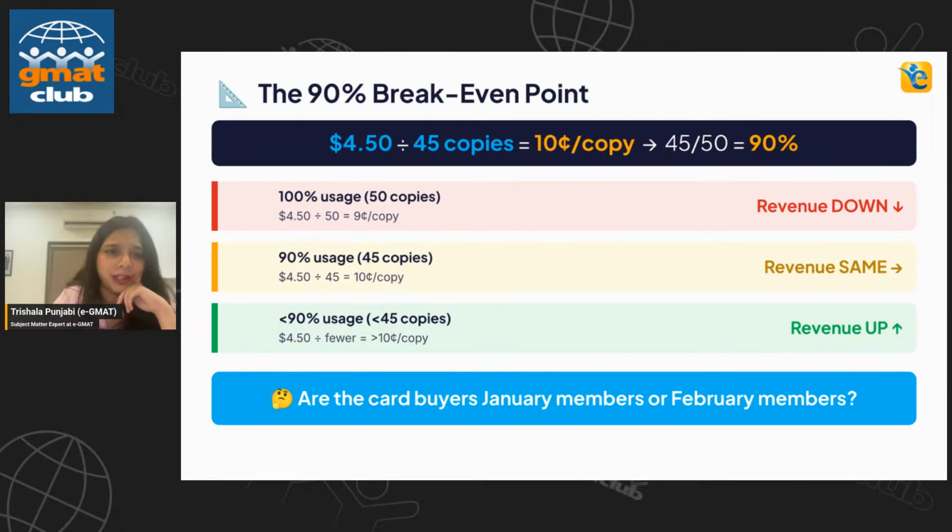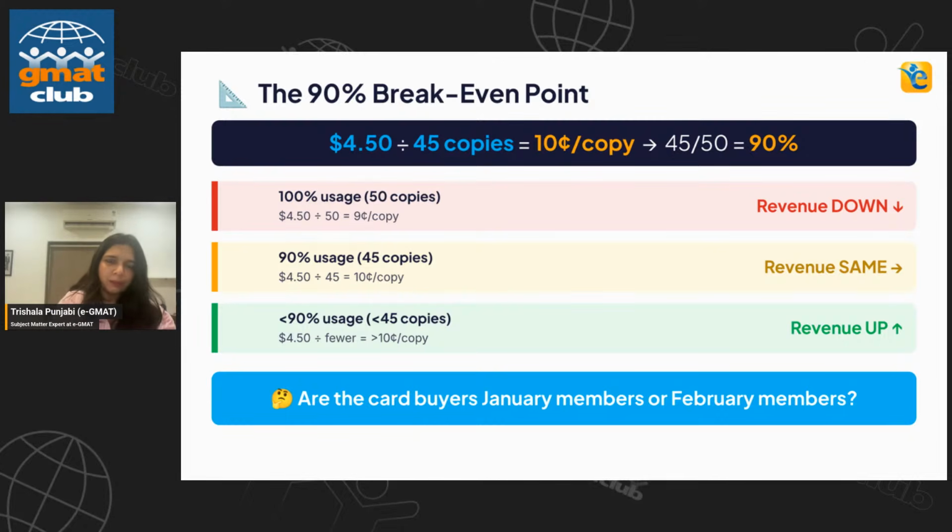So, what is the break even point? If we look at 10 cents per copy, the break even point where the revenue is same is at exactly 90% usage, where basically you have $4.50, and you're making 45 copies. So anytime you're having less than 90% usage, the revenue is going up for the library. And if it's 100% usage, the revenue is going down.